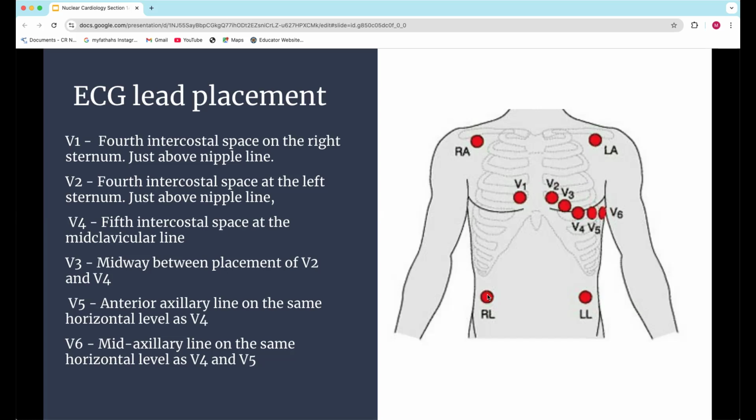I actually like to move these up, and I place them just on the lower end of the ribs. The reason I do that is because an EKG signal has a much easier time getting a signal when it's placed over bony structure than when it's placed over adipose tissue. When people have a lot of adipose tissue, the EKG signal has a hard time. Bone conducts the signal so much better, so you get a better signal over bone.